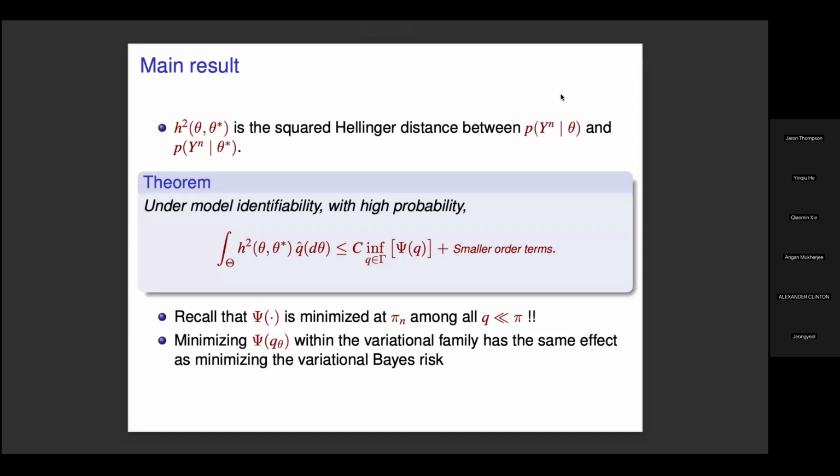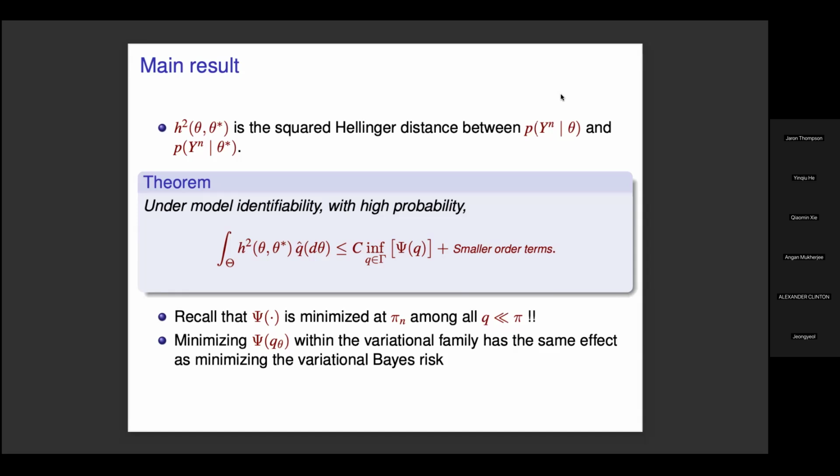This is the main result that we can come up with. If h squared denotes the squared Hellinger distance between the model and the true data generating distribution, then under some model identifiability conditions, with high probability, you can bound the Hellinger risk by the minimum variational risk plus some smaller order quantity. But why is this useful? Because this is the minimum risk, we can substitute Q to be anything, and that would serve as an upper bound for this variational risk.